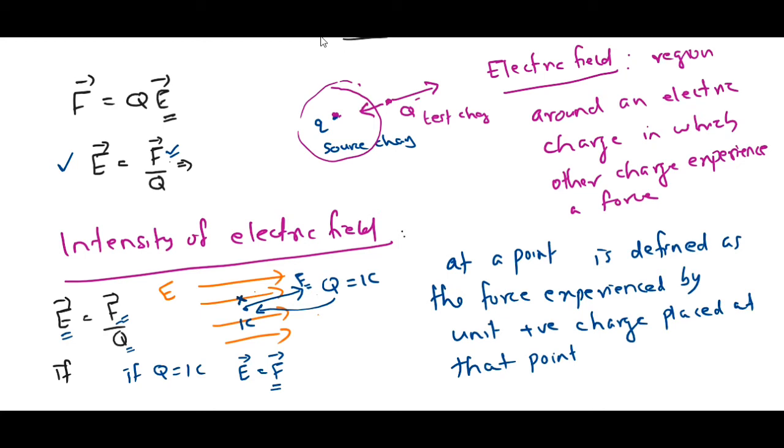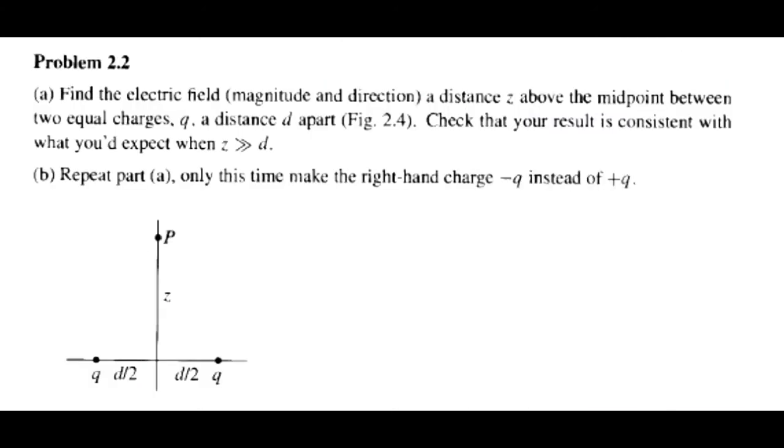Okay. Now let us do a problem to calculate the electric field due to some charge configuration. This is an unsolved question in the Griffiths textbook. The question is: find the electric field, that is, calculate both the magnitude and direction of the electric field at a distance z above the midpoint between two equal charges Q at distance d apart. That is figure 2.4. The two charges are kept at distance d apart.